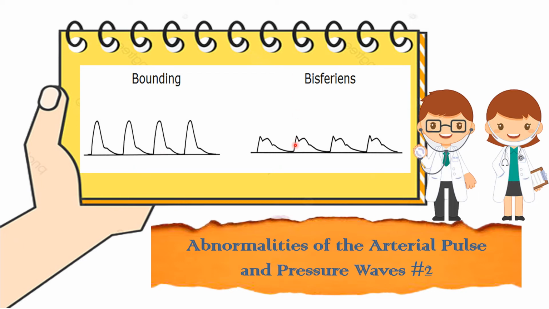And we have here another abnormality of the arterial pulse, the bisferiens pulse, wherein there is an increased arterial pulse with a double systolic peak. Causes include pure aortic regurgitation and aortic stenosis with regurgitation.